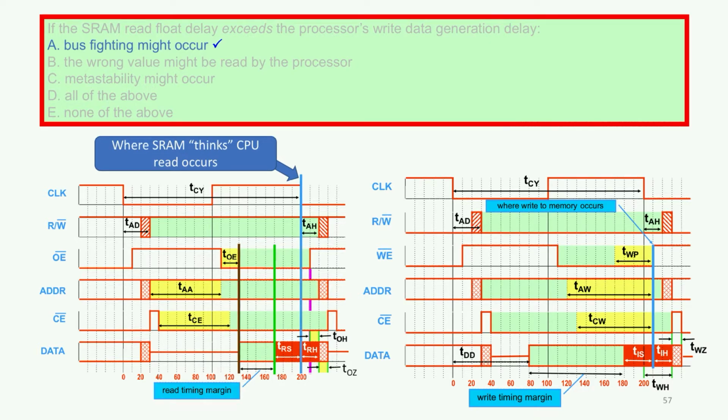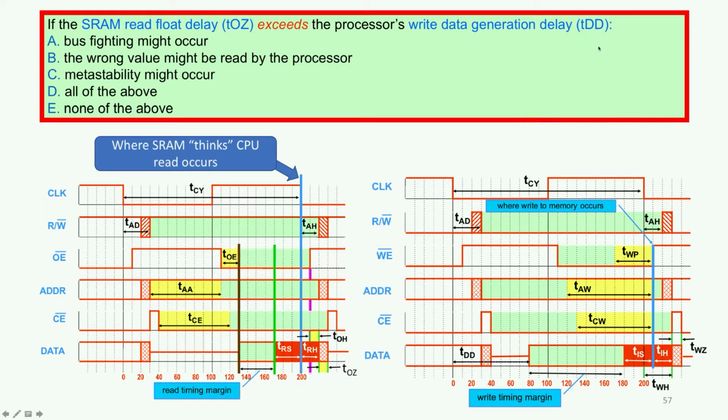So why is that? If you've got a read followed by a write, let's say that this is your read timing and everything here is the same, except the question says that TOZ exceeds TDD. So that means that this TOZ parameter is going to be bigger than this TDD parameter. What will happen here when you have a read followed by a write, let's say everything else is the same, so the read timing is satisfied, then you've got this really long TOZ.